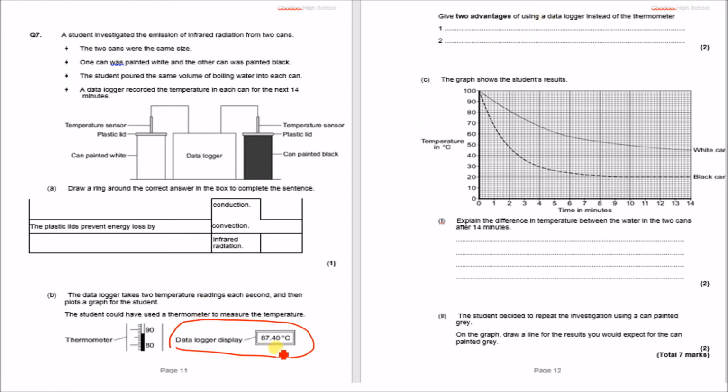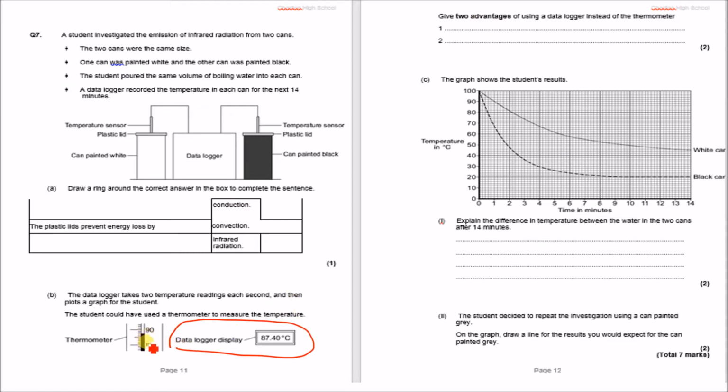Now, a data logger is just a digital thermometer, in this particular case, that can be left running. Why is that useful? Because you don't have to keep taking the temperature. You could leave it on for a whole week and it would take the temperature constantly and plot a graph for a week, so you don't have to keep taking the temperature. So why is that useful? Well, obviously you don't have to keep taking the temperature. What else is better about this?